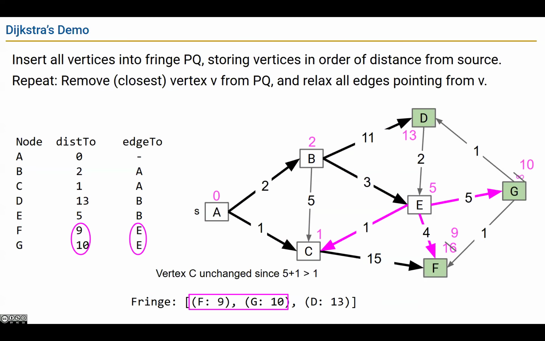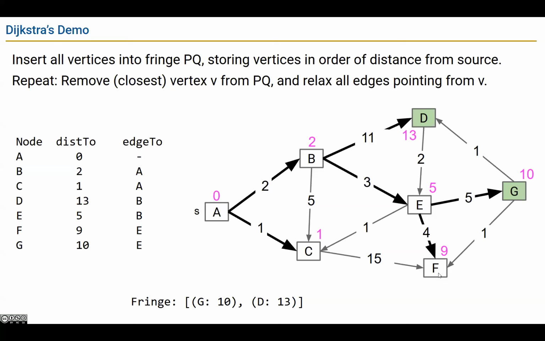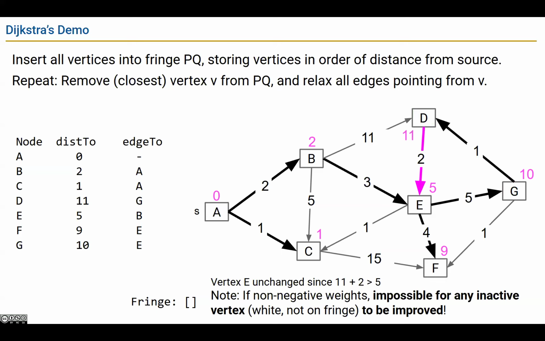Well, what do we look at next? Sorry. F, because F is the smallest value. Do we have any outgoing paths from F? Nope. So that one's done. What next? G. Are there any outgoing paths from G? Yep. What's that path? Up to D. Is that a better path? Yes. So we update there. And then finally, we look at D. Is there any paths to improve from there? No.